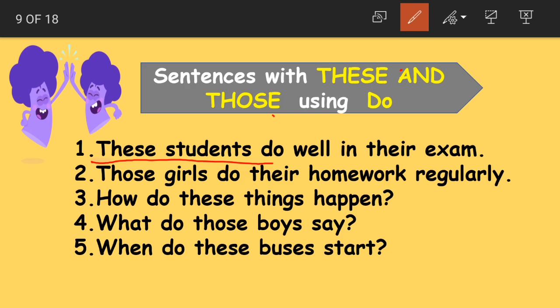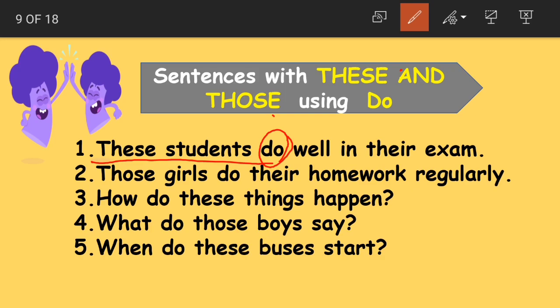So that is why I said people or things or some situations which are near to you will be addressed as these. Which are far from you, we can address them as those. Okay, children. So now, first sentence: these students do well in their exam. In the sense, maybe the first or second bench students study very well and they are going to do well in their exam. They get good marks in their exams. Okay, children. So that is the meaning of the sentence.